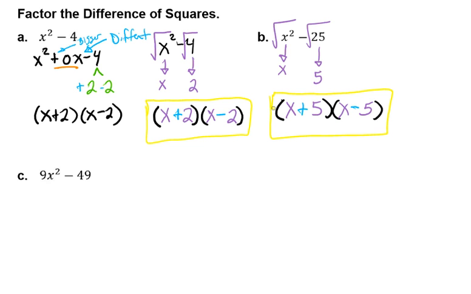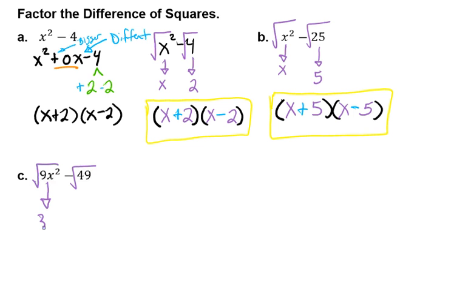Let's take a look at letter C. Here we have 9x squared minus 49. So even though there's a 9 in the front, we can still use the same method. Because if we look, 9x squared is a perfect square, and 49 is a perfect square, and there's a minus sign between the two of them. So all we need to do, using the same method, is square root both pieces.